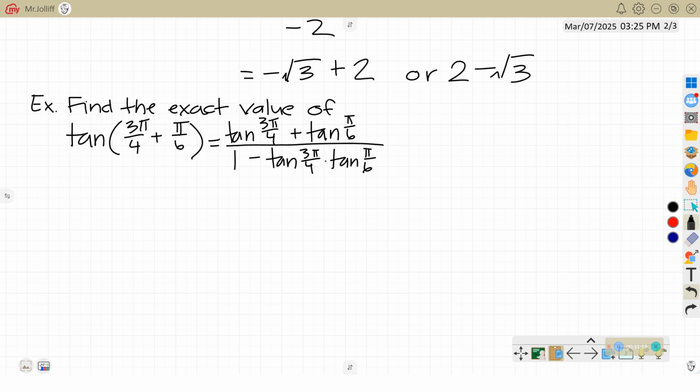On your test, am I going to expect you have that memorized? Heck no. It would be on an equation sheet. You just have to know how to use it and take those two angles and shove them in where they go. First angle's A, second angle's B, shove them in the formula. You guys can do that.